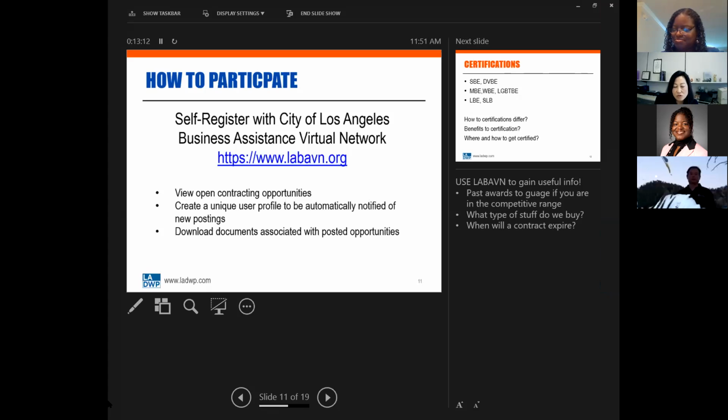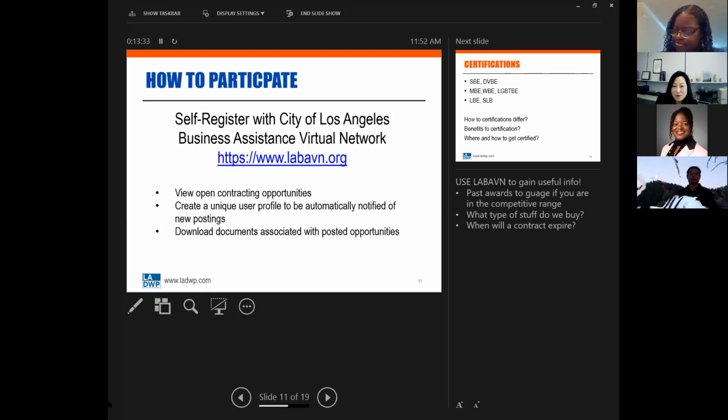You can create your own user profile, and if you select the NAICS codes carefully, whatever applies to you, you will be automatically notified every time there's a new posting, so you don't miss anything. You can also download documents. Once something's posted, you can download documents if you want to fill out the papers and submit the bid.